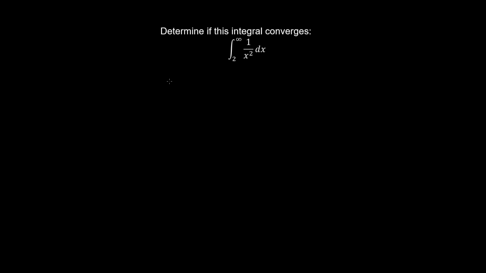Let's determine if this integral converges. So what we have is an improper integral because we have a limit of integration that's infinity. So we replace that with a dummy variable and take the limit as the dummy variable goes to infinity. So effectively we're integrating from 2 to b, and our integrand is 1 on x squared. And now we can evaluate this integral, so we get -1 on x, evaluated from 2 to b, and we take the limit as b goes to infinity.